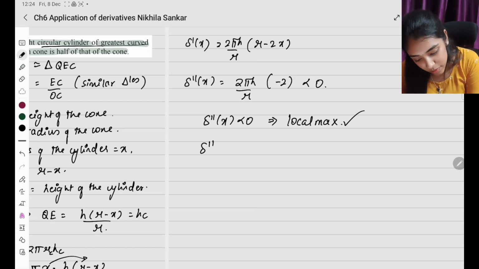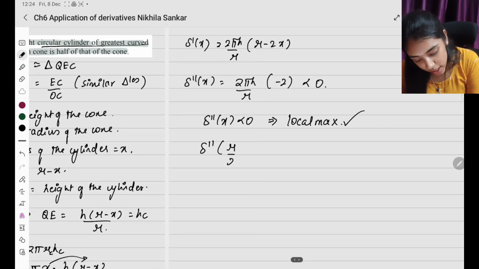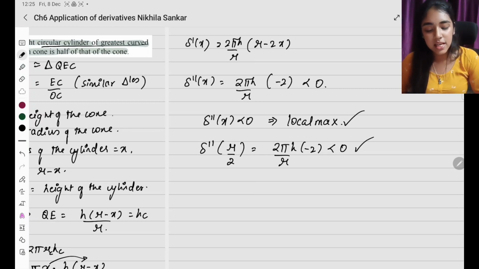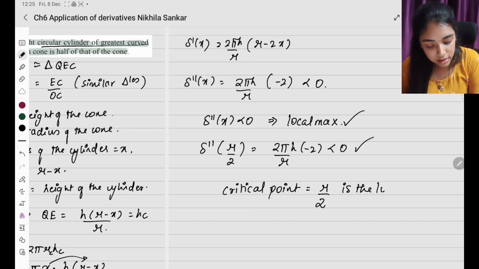S double dash at the critical point, which I just found to be r divided by 2. When I substitute r divided by 2, I have 2 pi h divided by r times minus 2. It doesn't make a difference. So hence it is going to be the local maxima. So the critical point, which is r divided by 2, is the local maxima value.